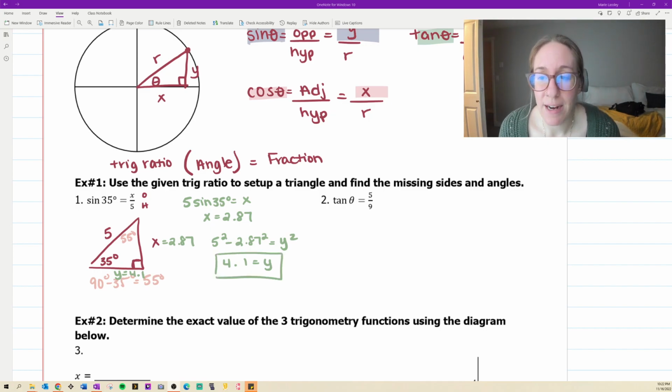Okay, so that is done. We have now found all 3 side lengths and we have all 3 angles, so we have solved the triangle.